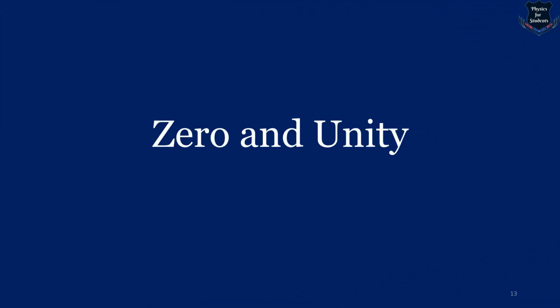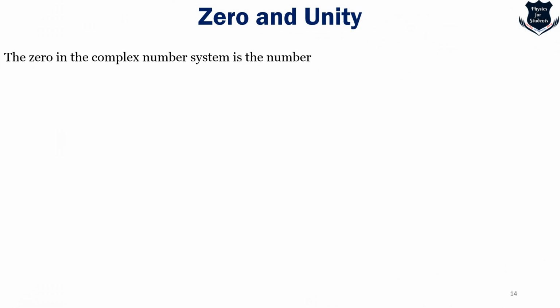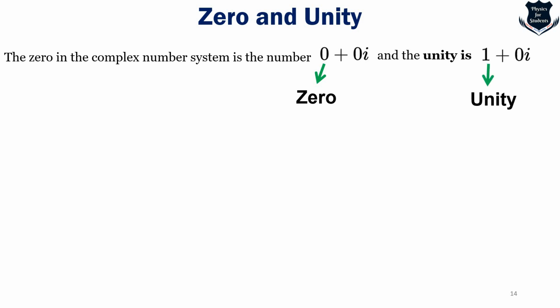Okay, now we come to a very important property which is called zero and unity. Now the zero in the complex number system is actually the number 0 plus 0i, and the unity is this one, 1 plus 0i. So this part is the 0 and this part is the unity. So 0 and unity are denoted by 0 and 1 respectively. So 0 is this one. If I write it, it looks like this.